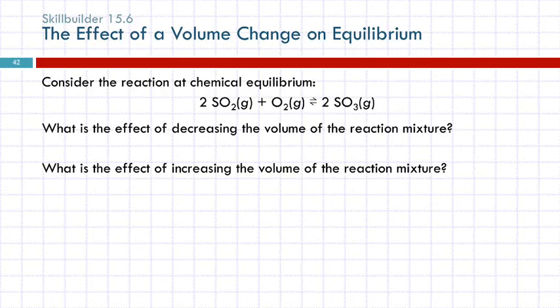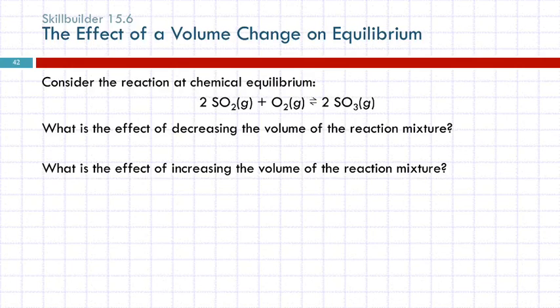So let's look at this reaction. Here we have gases, SO2, O2, and SO3. So if we decrease the volume of the mixture, what does that do to the gas pressure? We're making the volume smaller. Think of a balloon. How do you get it smaller? You put pressure on it, right? You squeeze it. That increases the pressure.